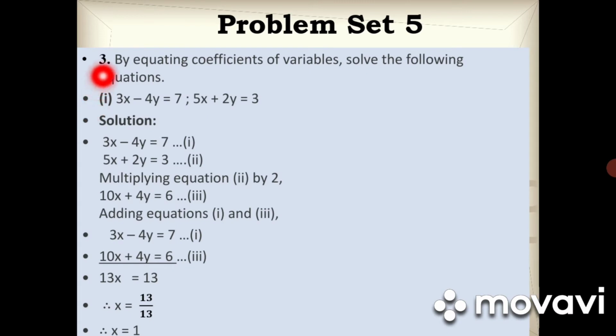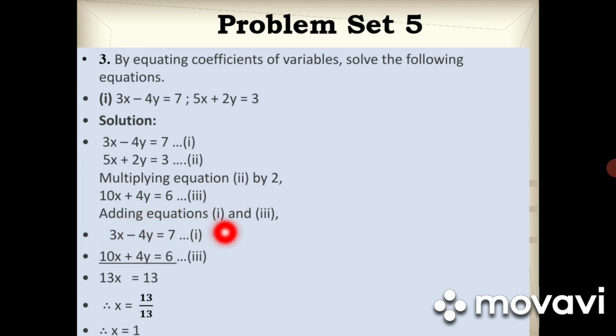Question 3. By equating coefficients of variables, solve the following equations. Subdivision 1. 3x minus 4y is equal to 7 and 5x plus 2y is equal to 3. Solution: 3x minus 4y is equal to 7, equation 1. 5x plus 2y is equal to 3, equation 2. Multiplying equation 2 by the coefficient 2, we get 10x plus 4y is equal to 6, which is equation 3.